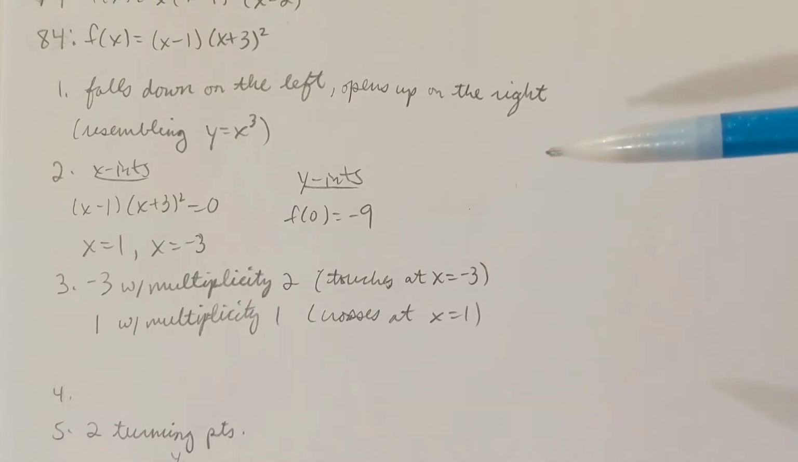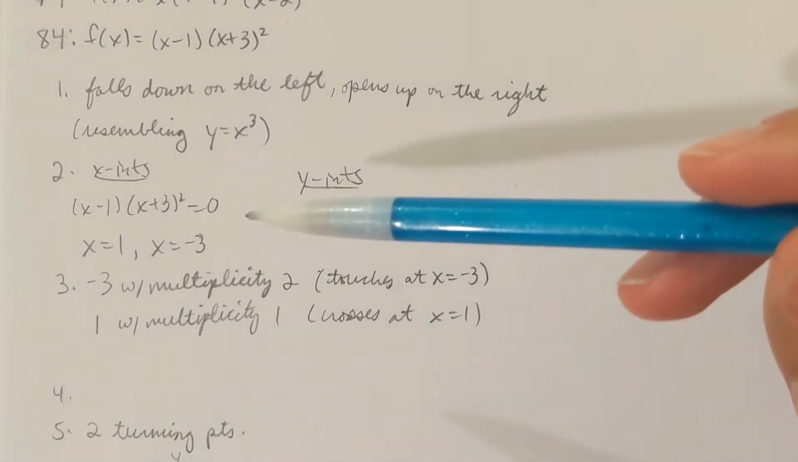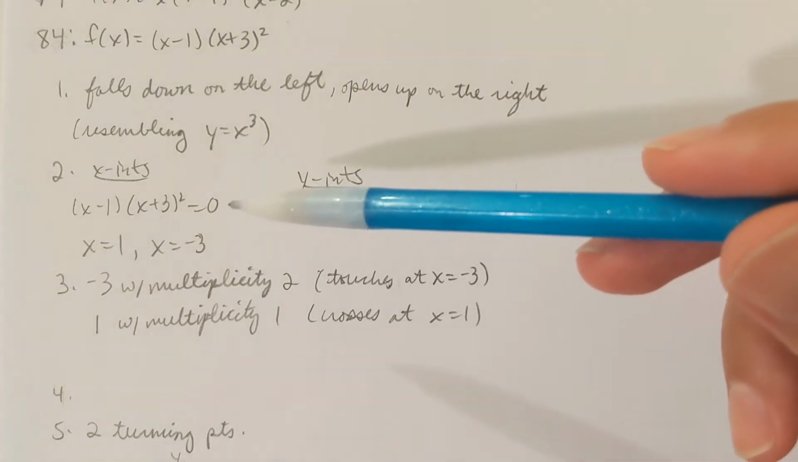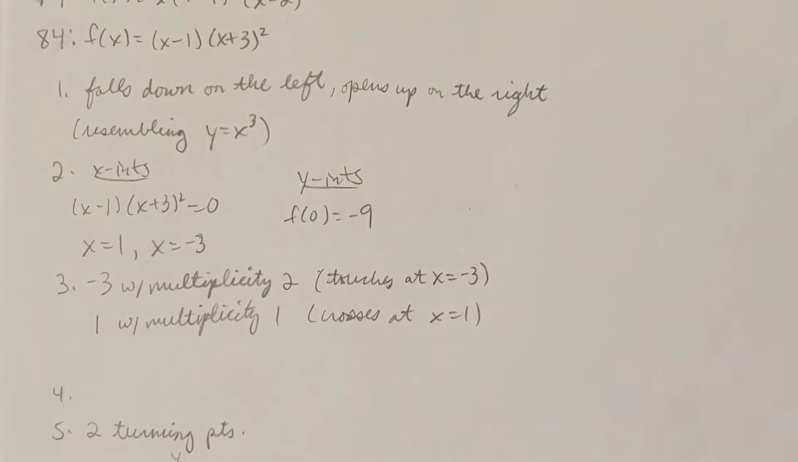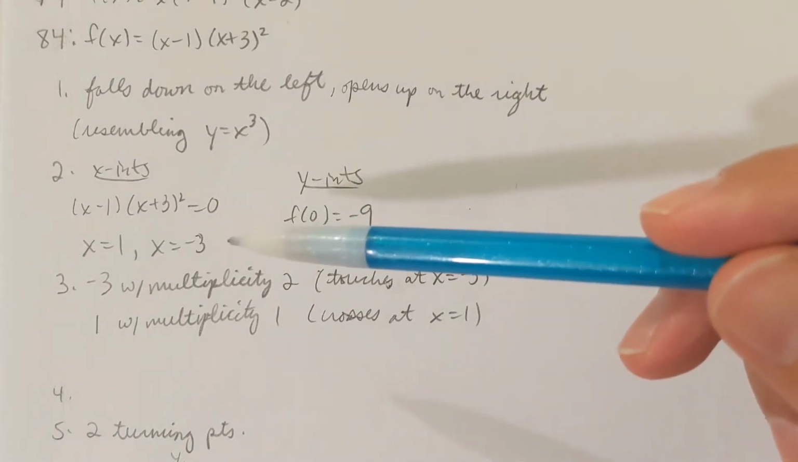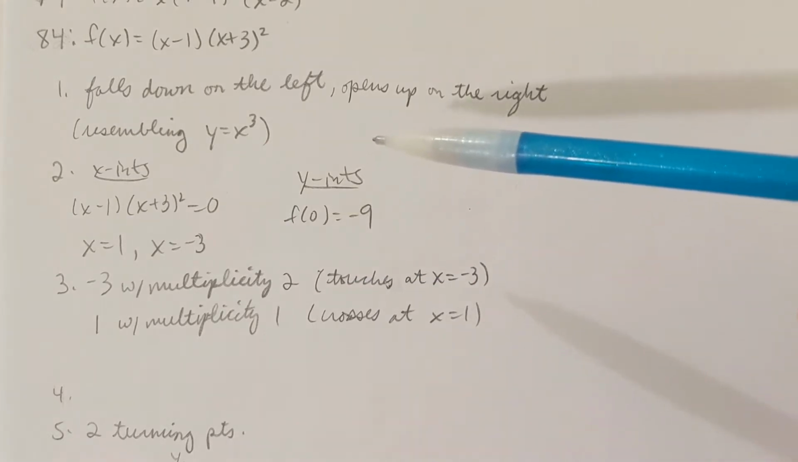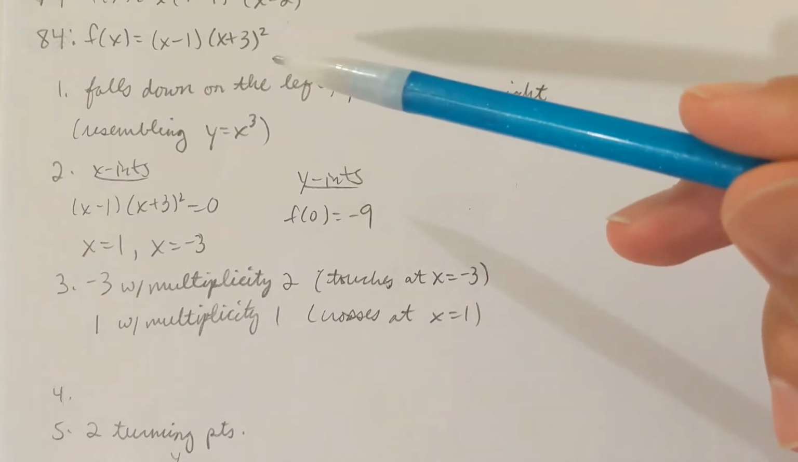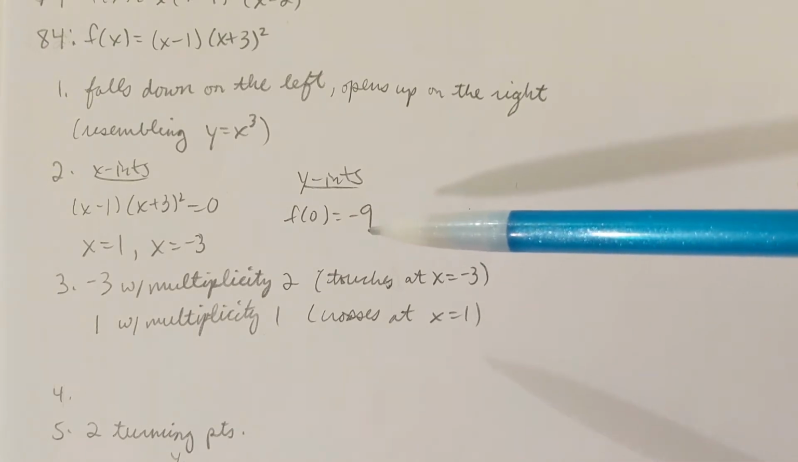Okay, step 2 is to find the x and y intercepts for the graph. To get the x-intercepts, I would need to let y be 0, and to get the y-intercept, I need to let x be 0. When I let y be 0, y and f of x mean the same thing. (x minus 1) times (x plus 3) squared equals 0 means that x is 1 and x is negative 3. The y-intercept, when I calculate f of 0, negative 1 times 3 squared is negative 9.